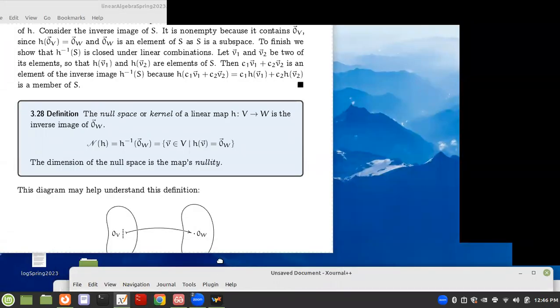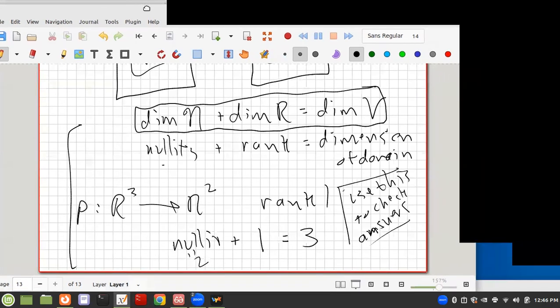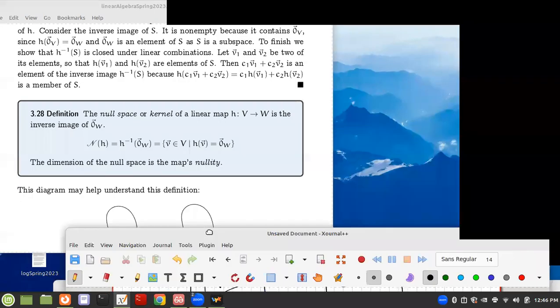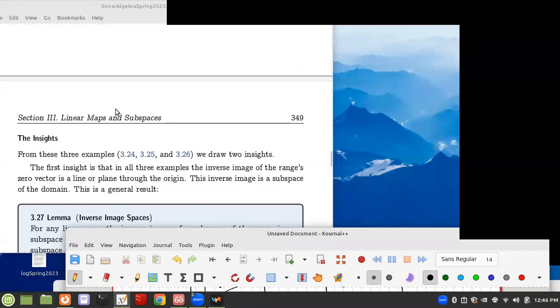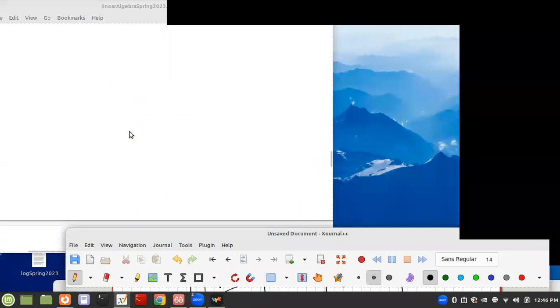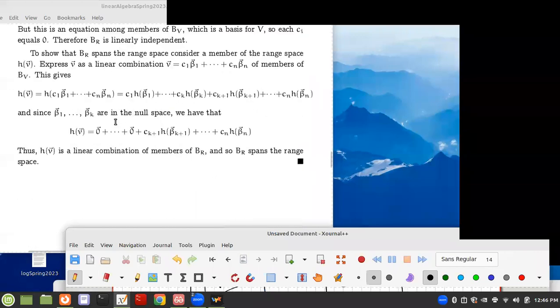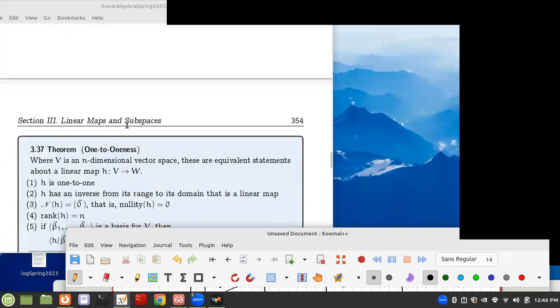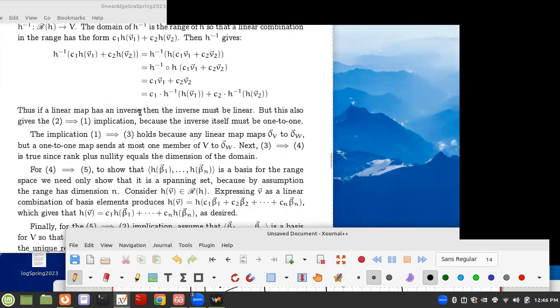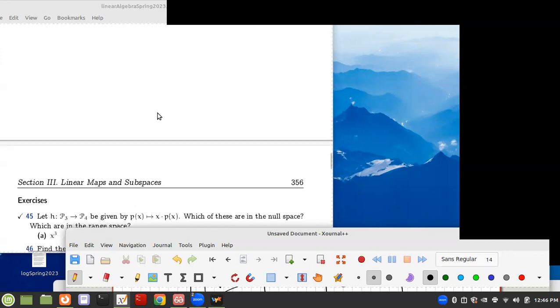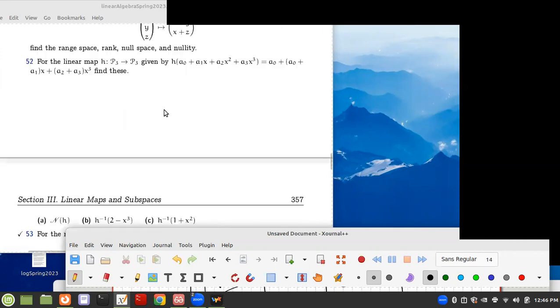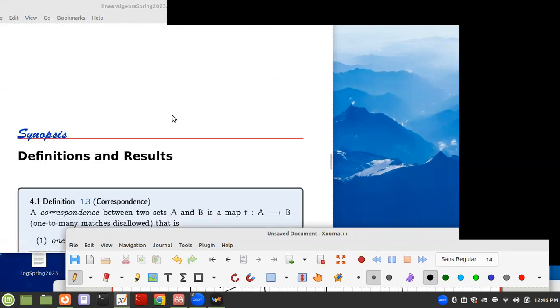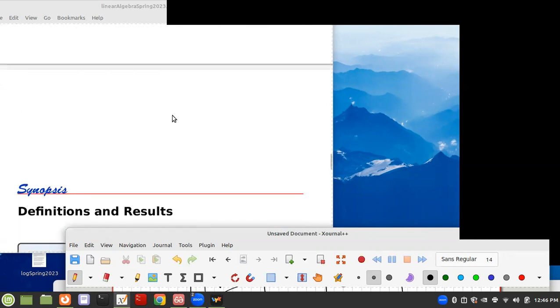We only have 4 minutes left, so basically what we're going to do now is go and do problems, because this whole rank and nullity theorem is basically the end of the chapter, filling out the consequences of it. I think this is the last exercise. So in this chapter, you have the ideas of linear map, one-to-one, onto, and then you have this map of vector spaces.